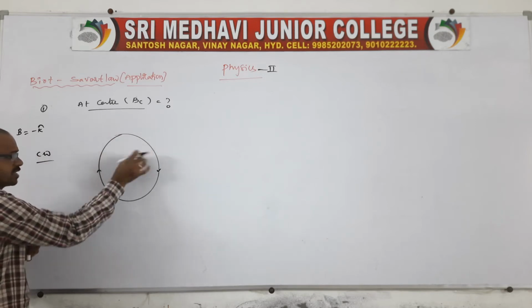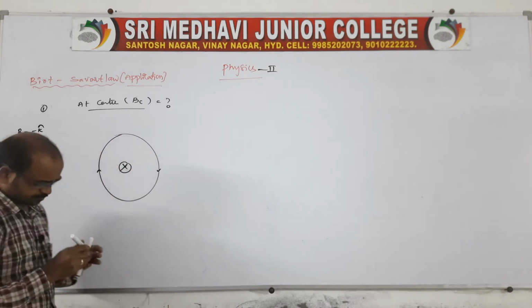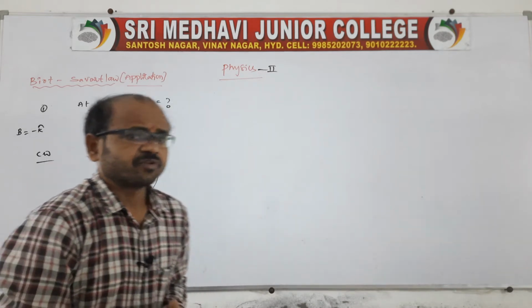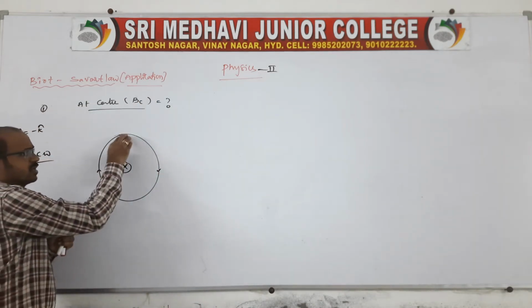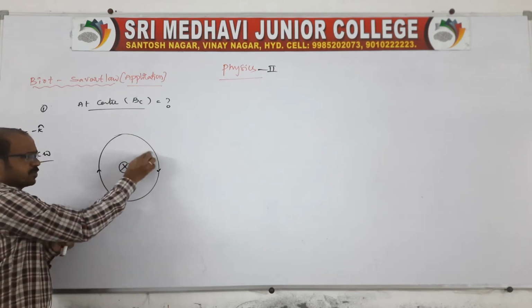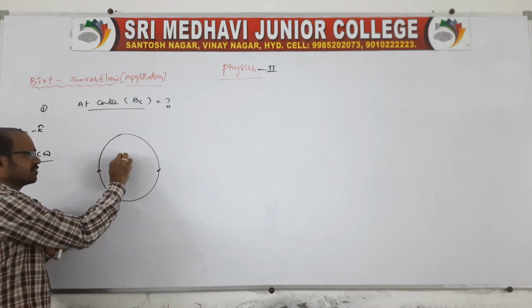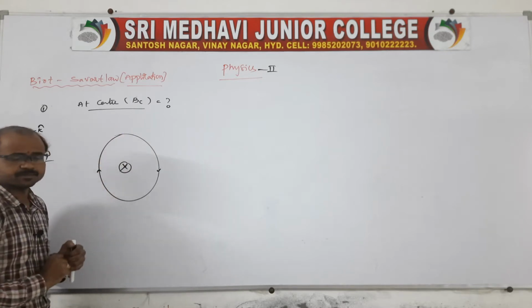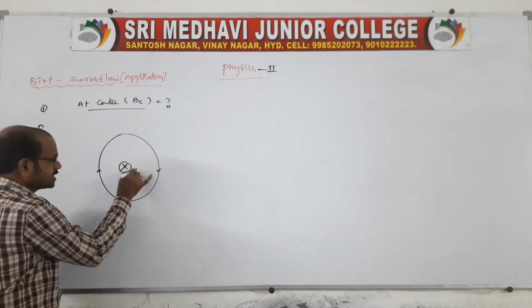Based on the direction of the current, the field will act at the center. That means from each and every point of the circular coil, we get the magnetic induction, like next point, next point, next point, each and every point the field is acting at the center. Now we need to find BC at the center, of course.